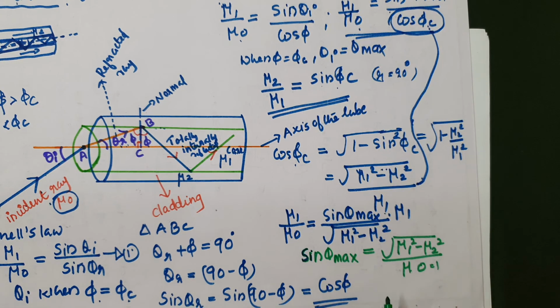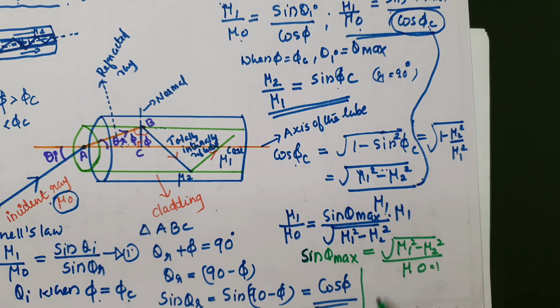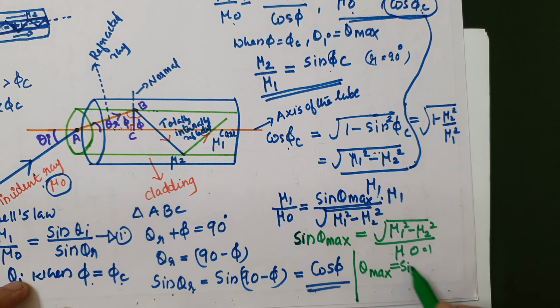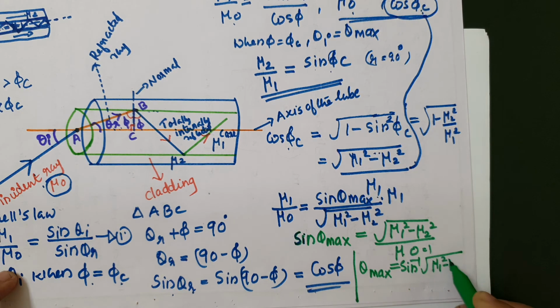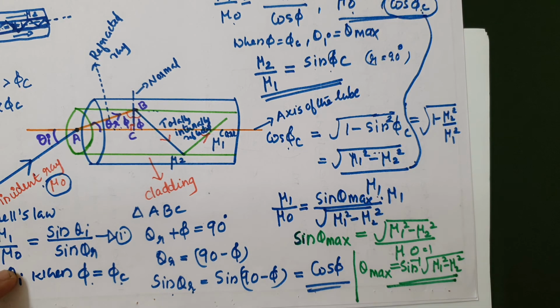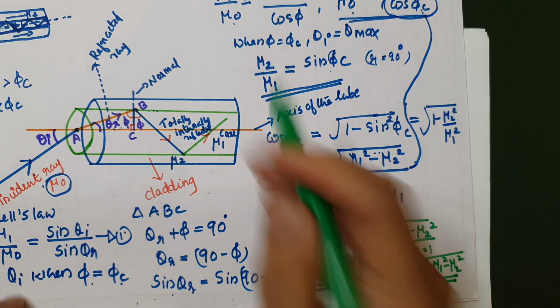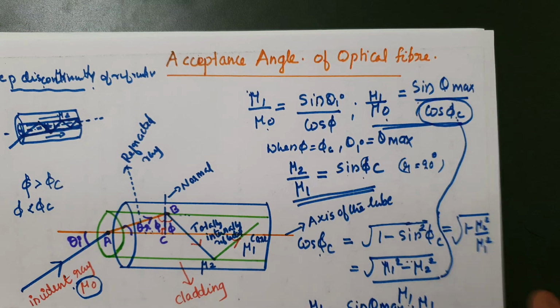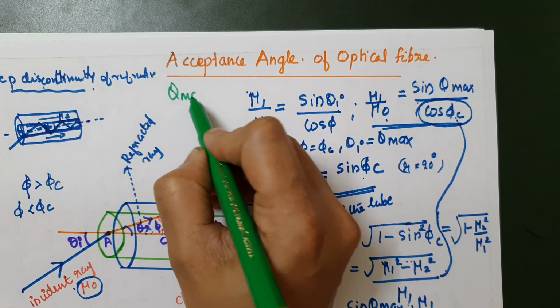Mu 0 is 1. Therefore, the equation is theta maximum is equal to sin inverse root of mu 1 square minus mu 2 square, and this theta maximum is called the acceptance angle of the optical fiber.